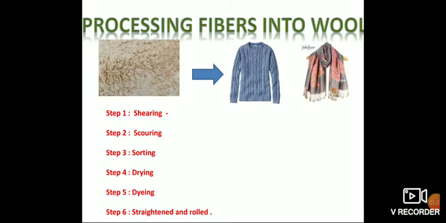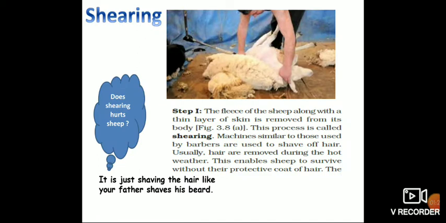And there are 6 steps: shearing, scouring, sorting, drying, dyeing, and straightened and rolled. Okay, because the hairy skin has to be converted into fabric. So for that we need to do these 6 steps. Okay, shall we go?